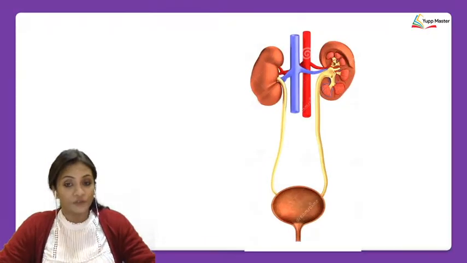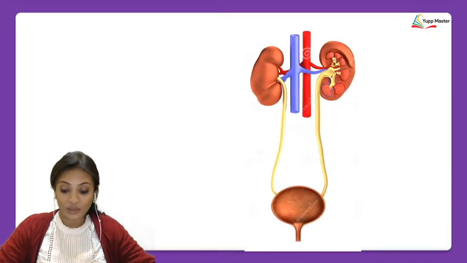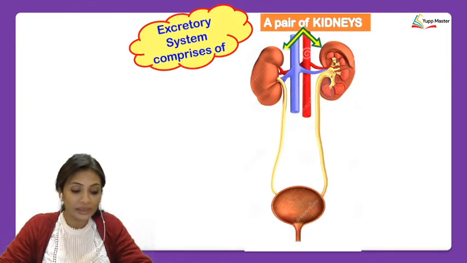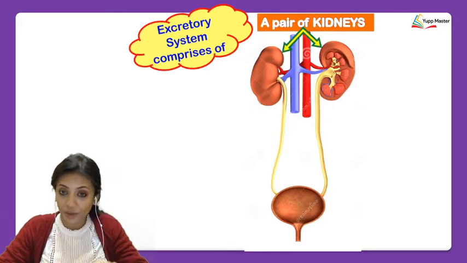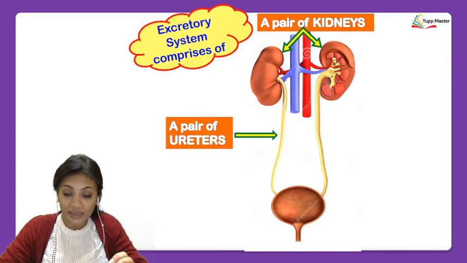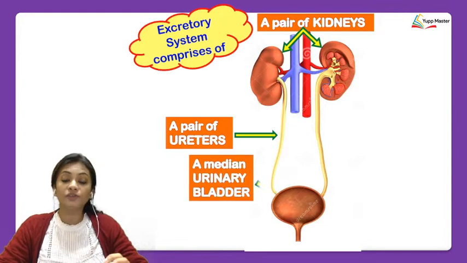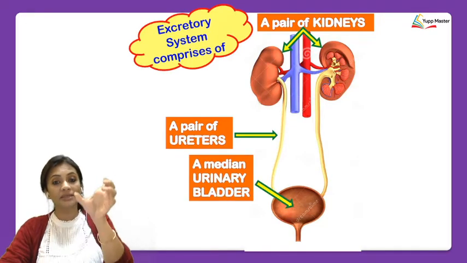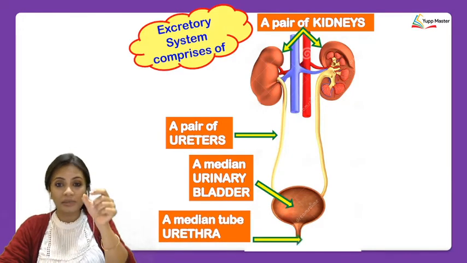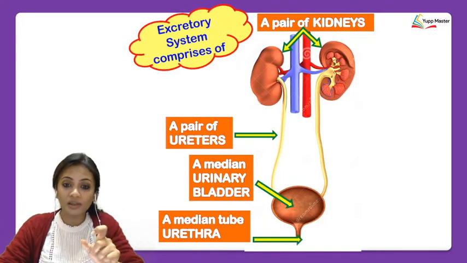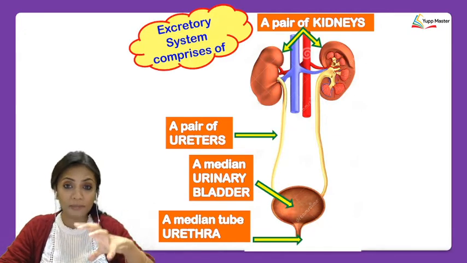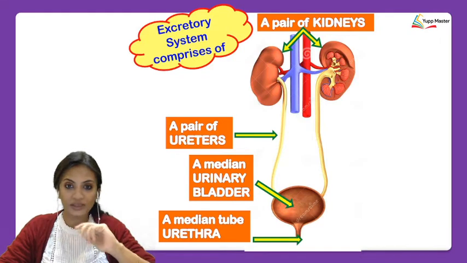Now first, when we talk about this excretory system, look at these organs which are involved here. The excretory system comprises first a pair of kidneys. After this it comprises a pair of ureters. A pair of kidneys, then comes a pair of ureters. After this there is a median placed, median means in the center, urinary bladder. Then there is a median small thin tube and that small thin tube is called the urethra. All right, so these are the basic, most important parts and components of this excretory system.